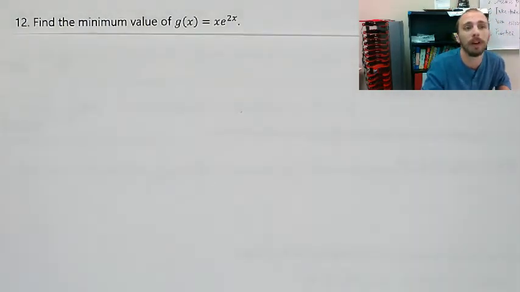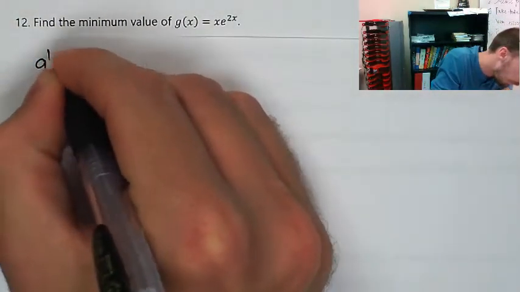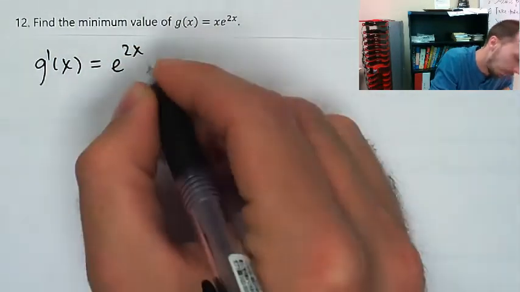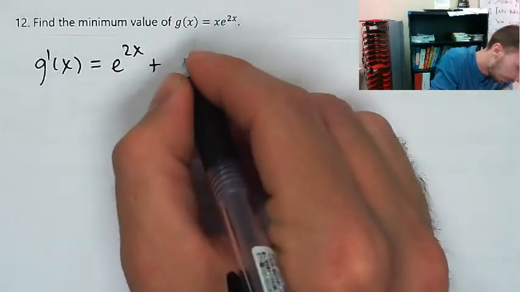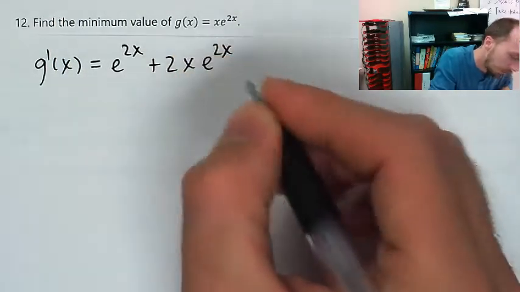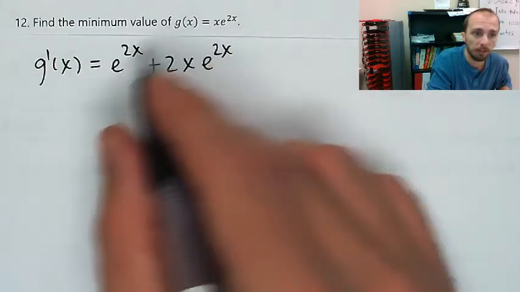The first thing is if you want to find a minimum or a maximum of something, you take its derivative and you set it equal to 0. So I'm going to do that right now. Okay, g prime of x equals, take the derivative of x as 1, leave e to the 2x the same. Then leave x the same and take the derivative of e to the 2x. Well, that would be e to the 2x multiplied by 2. And, well, there I have g prime of x.